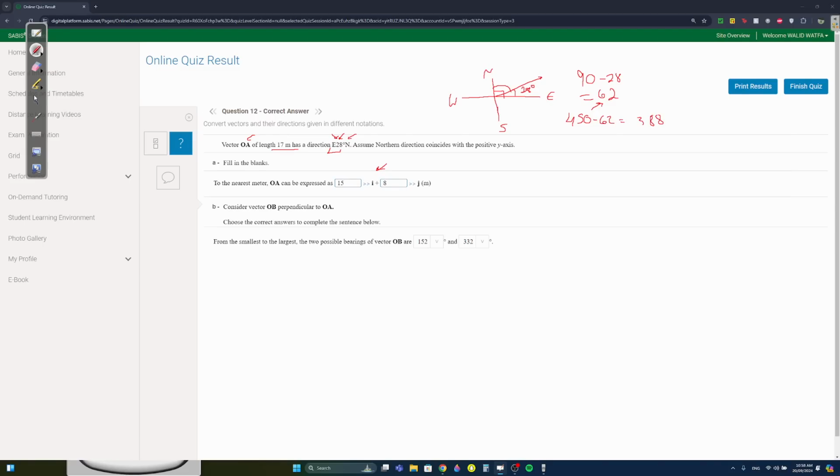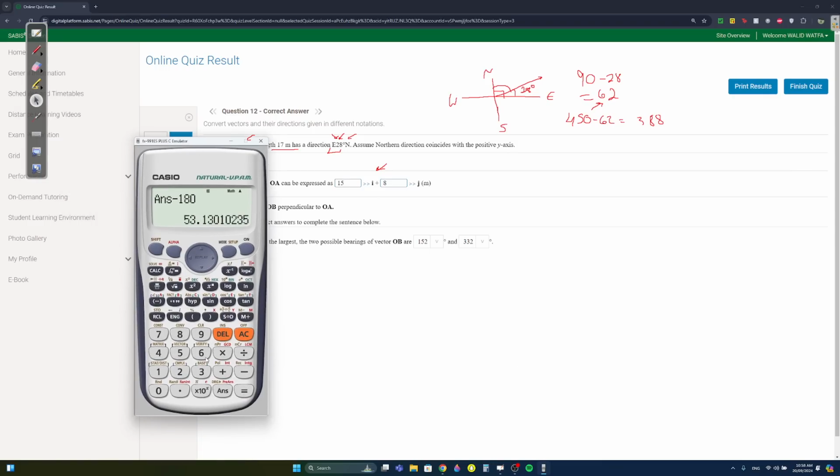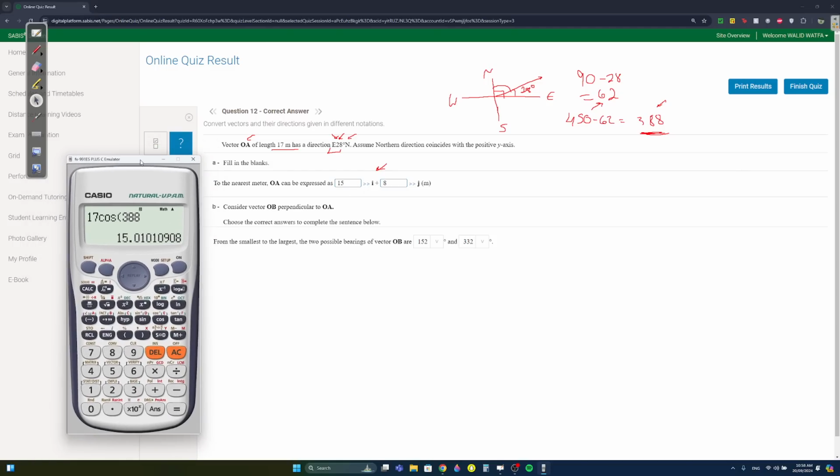I think. Is it? Wait. I think my calculations are wrong. 90 minus 28. Okay, 450 minus answer, 388. Okay, so the angle is 388. So we're going to use... Honestly, it's wrong to say 388, but let me see if it works. 17 cosine 388. Okay, it works.